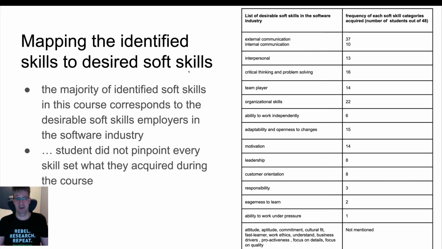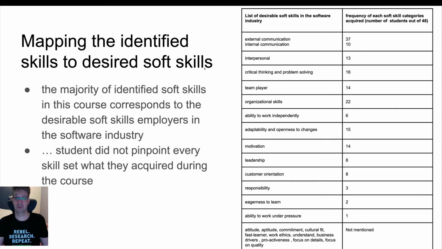Here we are then mapping the identified skills to the desired soft skills within the software industry. The left side of this table represents the elements that we found out from the literature review, and on the right side we have the number of students that identified that particular category. We have to remember here that students definitely had statements, or quotations, that did not have only one skill, but could have been put under several skills. As such, the numbers here might be a bit different than we had in that frequency graph.